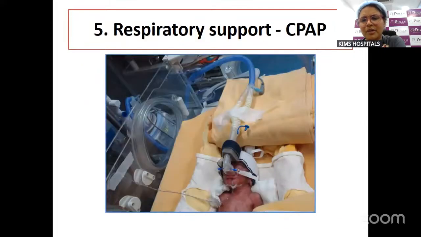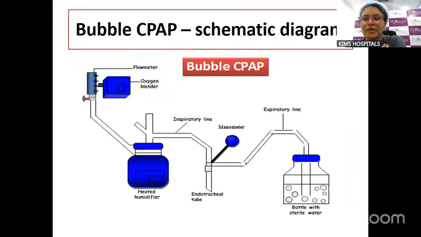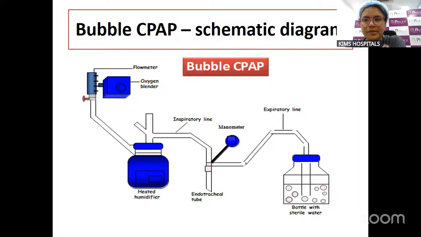This is a CPAP device, and here we are seeing a bubble CPAP device. So the question here is, what are the different types of CPAP? We have constant flow and variable flow CPAP devices in general. Constant flow devices can further be categorized as bubble CPAP and ventilator CPAP.